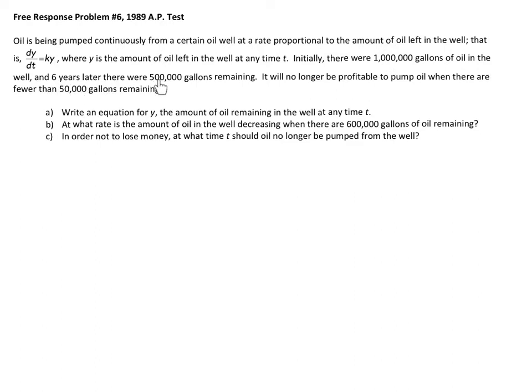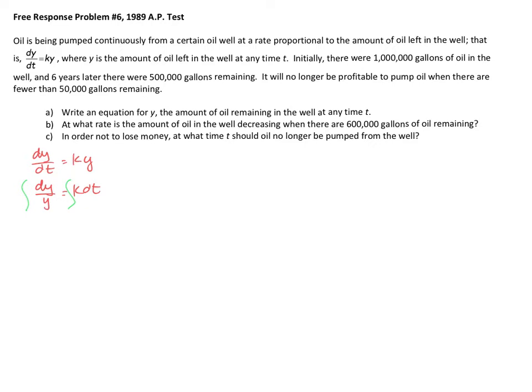6 years later, there are 500,000 gallons of oil remaining, and it will no longer be profitable to pump oil when there are fewer than 50,000 gallons remaining. So first, we're supposed to write an equation for y, where y is the amount of oil remaining in the well at any time t. So we have our differential equation, dy/dt equal to ky. We'll need to separate the variables: dy over y equals k dt, and we have to come up with the formula.